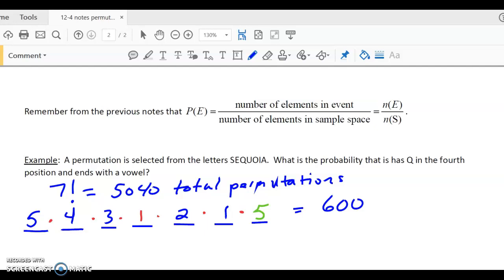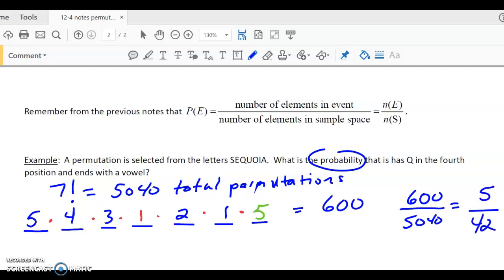So the probability, the key was probability. So the probability would be 600 over 5,040. You should always reduce, so that's 5 out of 42. If you like percentages better, that's about 11.9%.